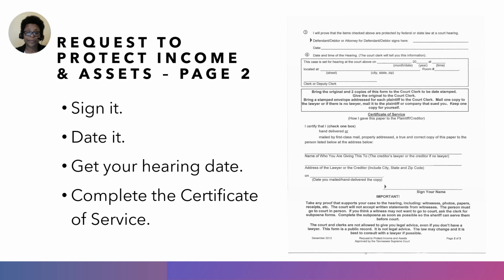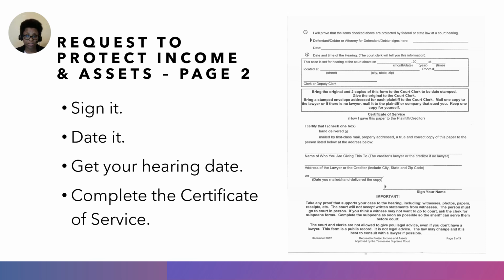Now, this is the second page of the request to protect income and assets. So you would want to sign the form, you date it. You definitely want to make sure you get your hearing date. That hearing date is very important. At that hearing date, the court will look at your documents and decide if your property is going to be protected from the creditor.